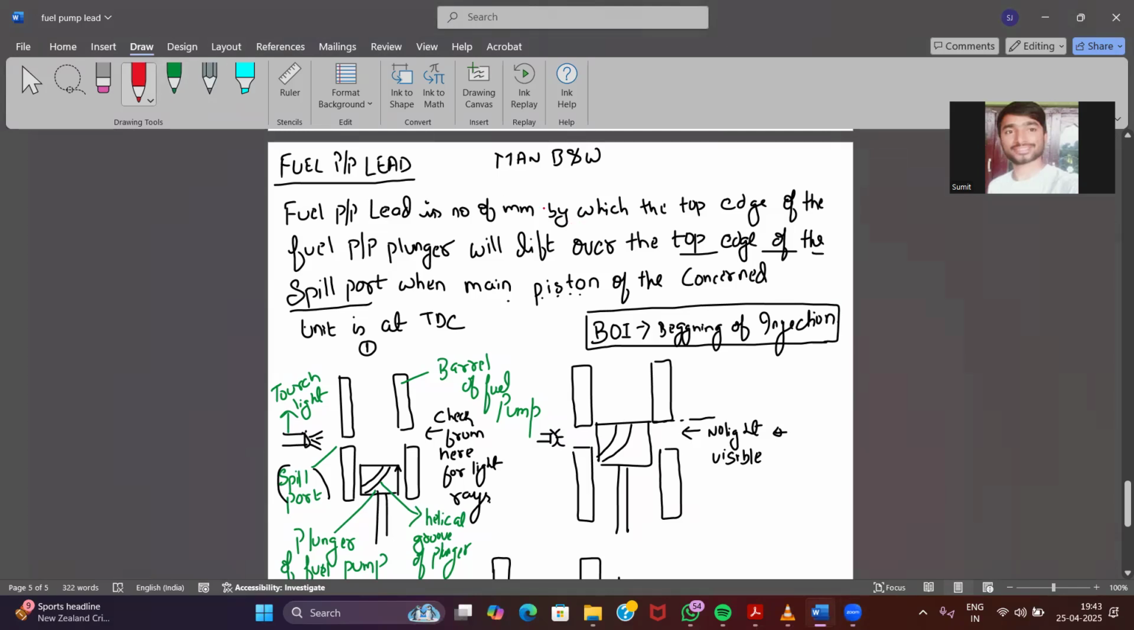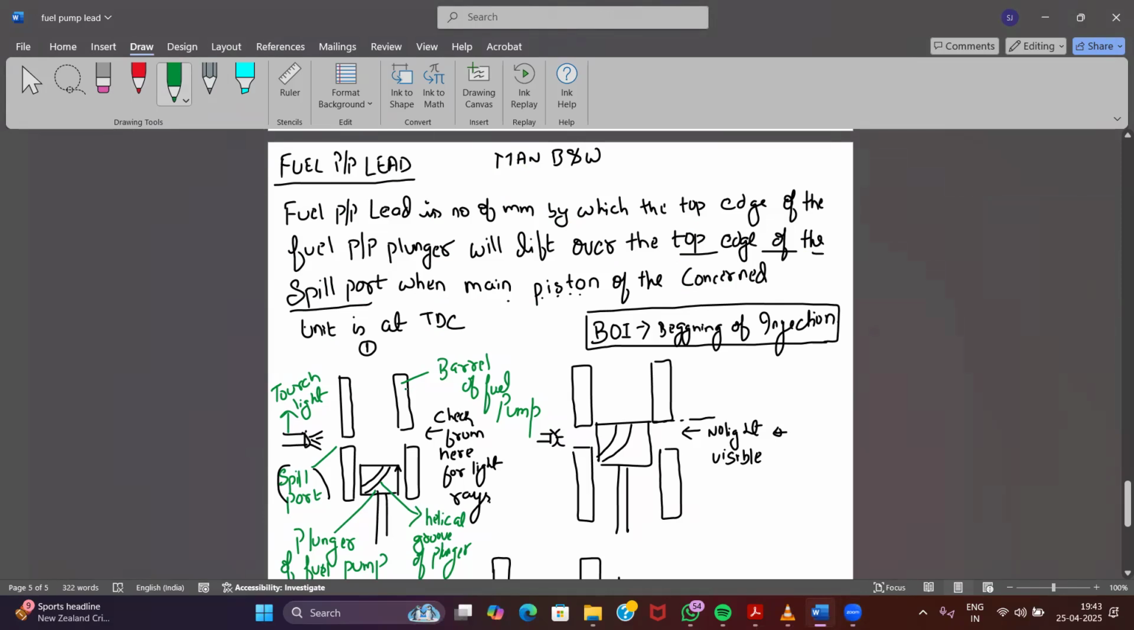Okay, so sometimes a question is asked in your MU2 and MU4 class exams: what is fuel pump lead? Fuel pump lead is the distance by which the top edge of the plunger will lift over the top edge of the spill port when the main piston of the concerned unit is at TDC. Okay, so this is basically your fuel pump lead.